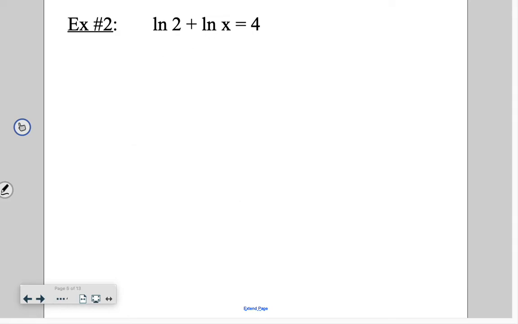Here's another one: logarithmic equation. This one could be on either day, to be honest, and you'll see why when we get there. This one could be on the calculator day or the no calculator day, depending on how you put the answer.